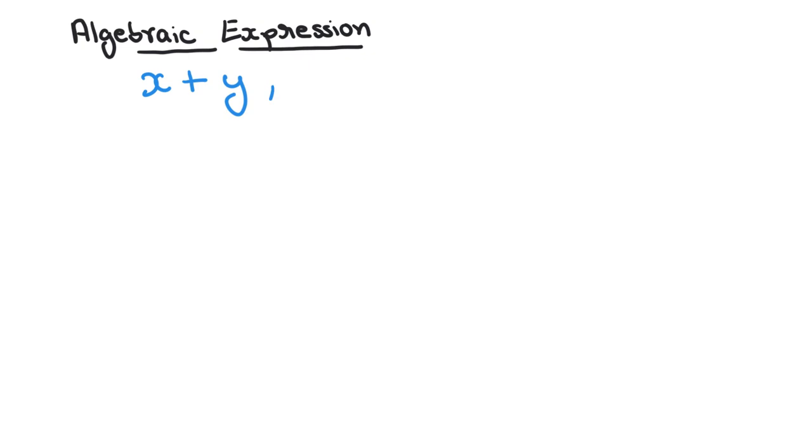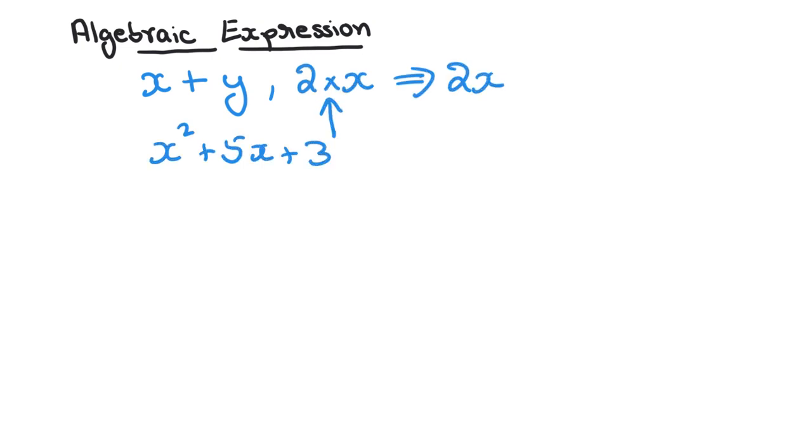Okay, tell me, 2 times x, which can also be written as 2x. Is this an algebraic expression? Yes, because it has a variable and it has a mathematical operational symbol. Okay, is this an algebraic expression? x squared plus 5x plus 3. Yes, because it has a variable and it has operational symbols.